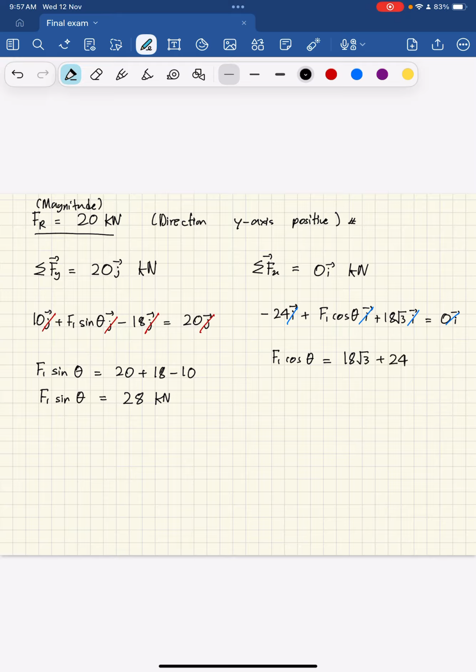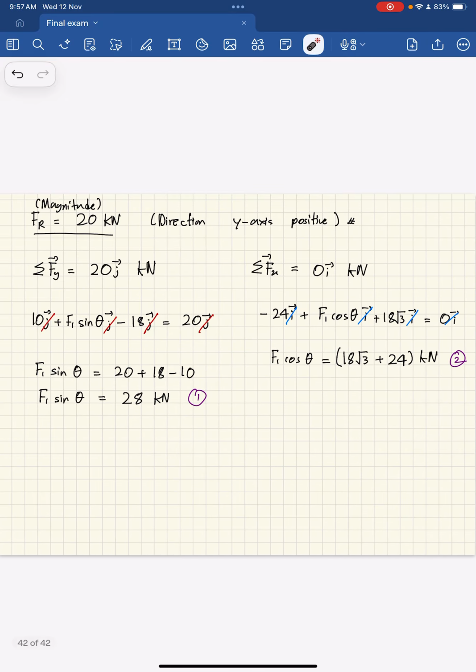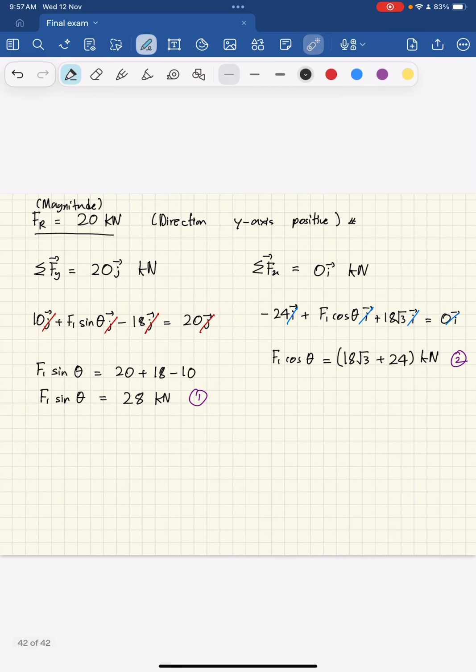So you see that we actually end up having two simultaneous equations, which I'm going to mark in purple. So it's going to be 1 and it's going to be 2. The reason why we have simultaneous equations is because there are two unknowns. We have the f1 and we have the theta. So that's why you need two equations to find two unknowns.